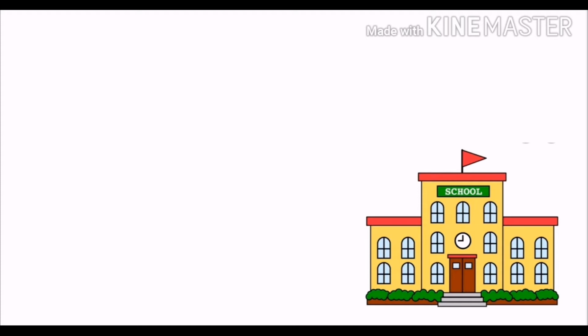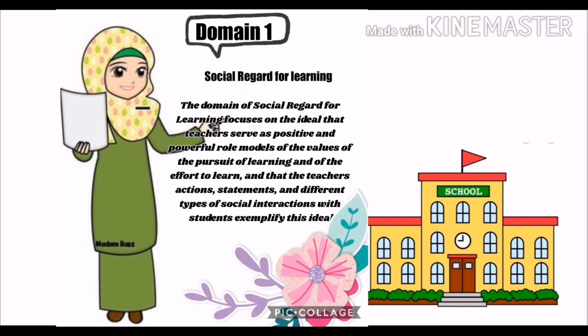Ang next, isa-isahin natin yung 7 domains, bibigyan natin ng definition. Ang first domain, social regard for learning. The domain of social regard for learning focuses on the ideal that teachers serve as positive and powerful role models of the values of the pursuit of learning and of the efforts to learn, and that the teacher's actions, statements, and different types of social interaction with students exemplify this ideal.